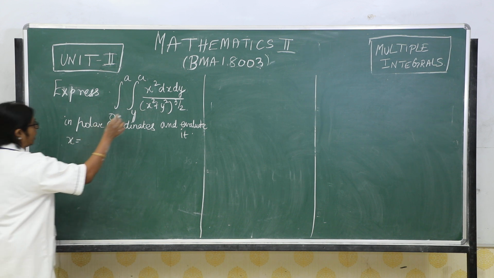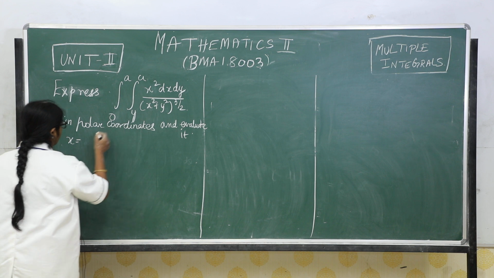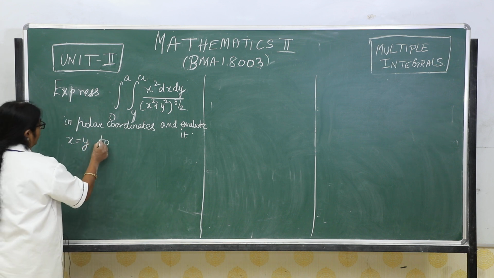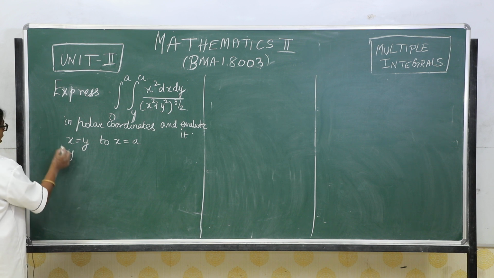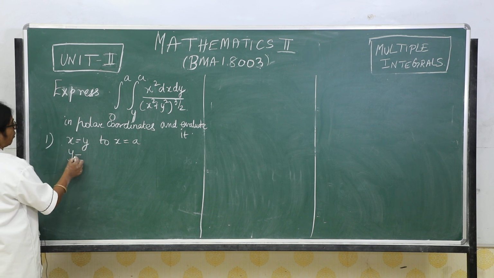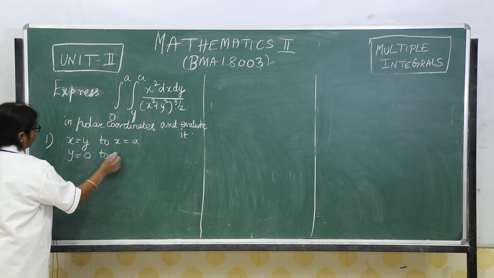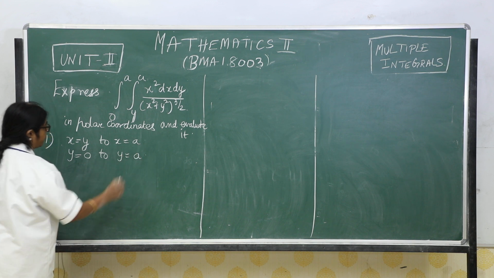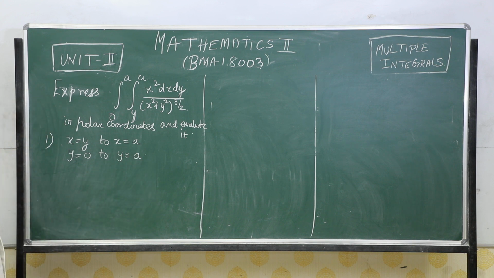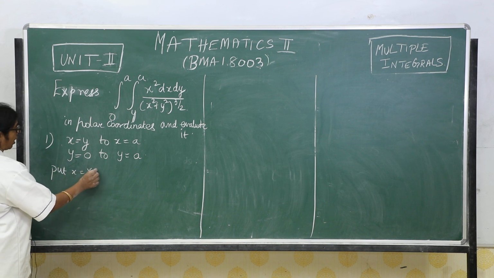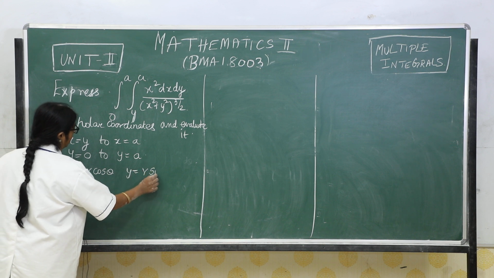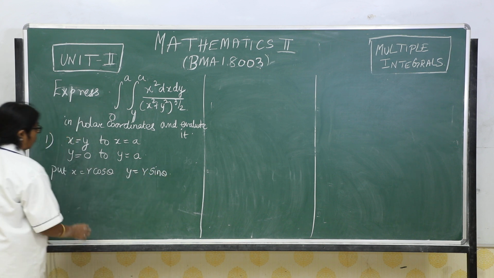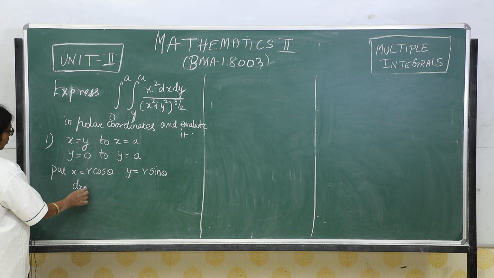The inner limits are with respect to x. So, x is equal to y to x is equal to a. And the limits of y will be y equal to 0 to y equal to a. For the polar coordinates, we will put x is equal to r cos theta and y equal to r sin theta. What will happen to dx dy?